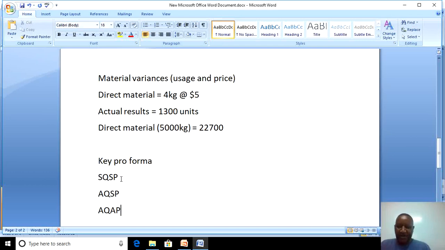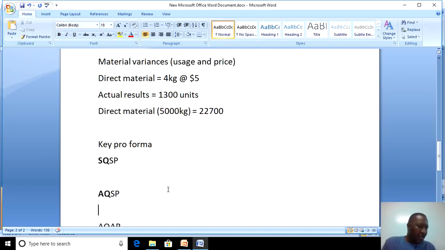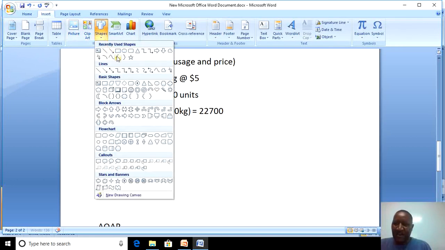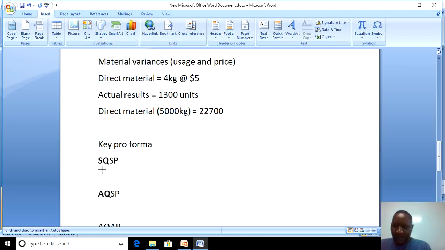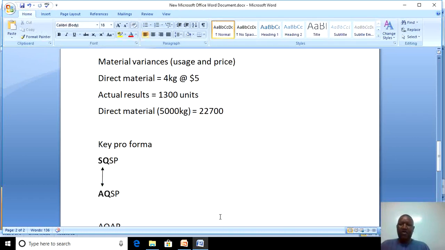So what do you see here? Between this and that, the standard price, SP, is the same. What's different is the SQ, standard quantity, and actual quantity. So the difference between the standard quantity and actual quantity will give you the usage variance. So you will conclude that between that and that, we should have the material usage variance.